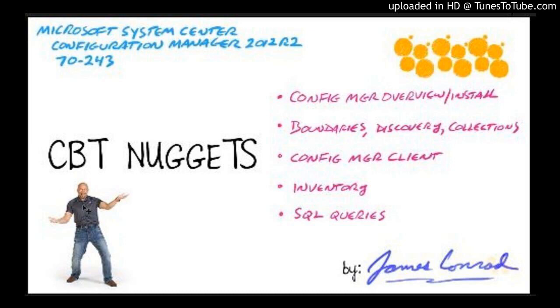Boundaries and boundary groups. All right, now why do we have boundaries? The purpose of the boundary is so that we can take each client and assign it to a primary site. If we are not able to assign a client to a primary site, then it becomes what we call an unmanaged client. And as such, there's not really an awful lot that we can do with it.